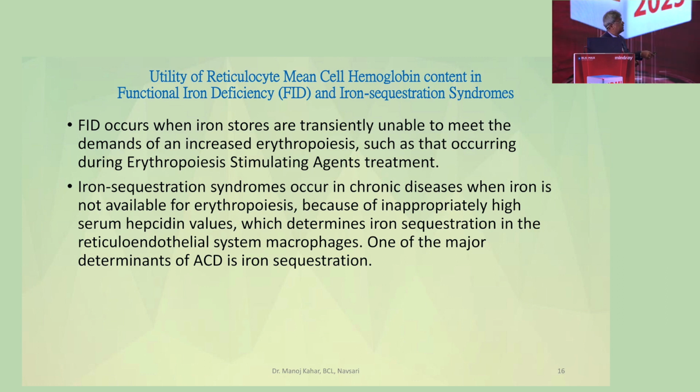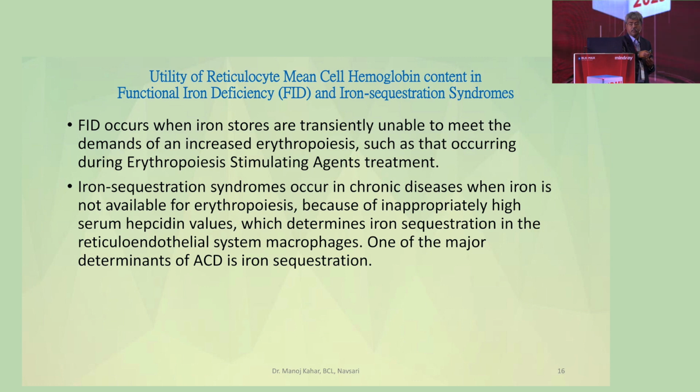Then reticulocyte mean cell hemoglobin content is also useful in situations of functional iron deficiency and iron sequestration syndromes. And we know that functional iron deficiency occurs when iron stores are transiently unable to meet the demands of increased erythropoiesis, such as those occurring during erythropoiesis stimulating agents treatment. And iron sequestration syndromes occur in chronic diseases when iron is not available for erythropoiesis.